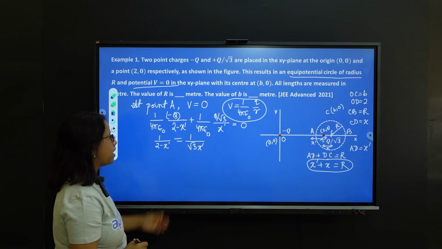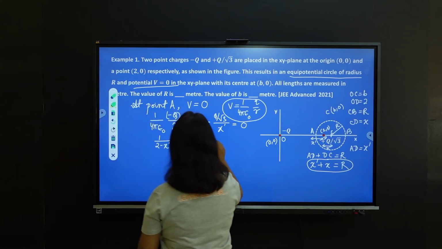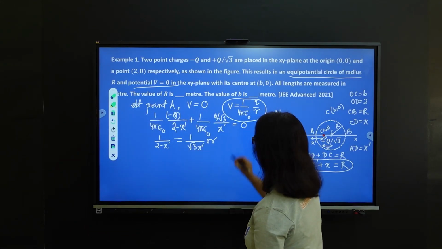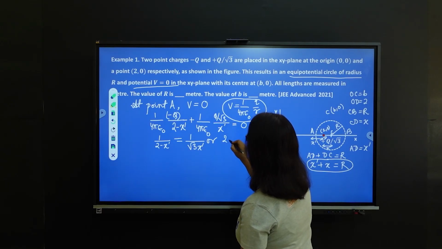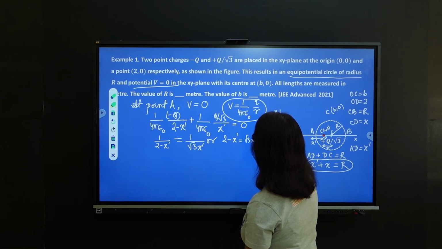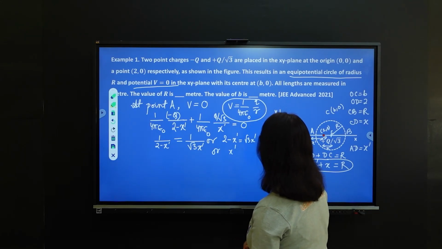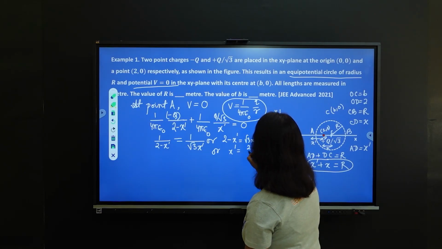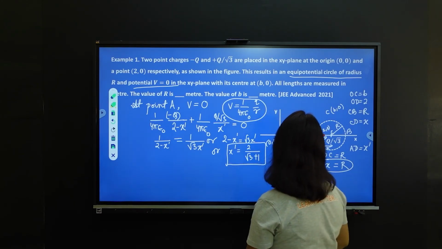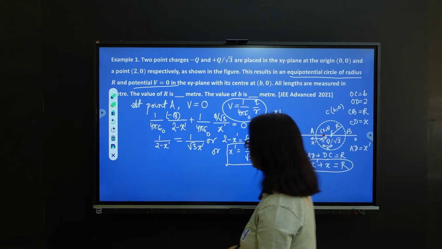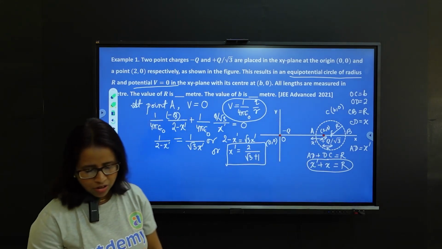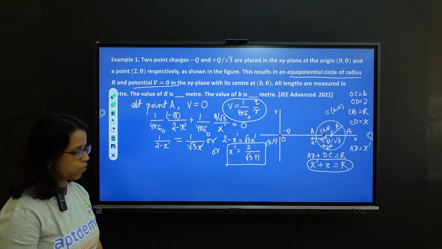Let's solve this to find out the value of x dash. We have 2 minus x dash as equal to root 3 x dash, or x dash may be written as 2 by root 3 plus 1. So this is the value of x dash. So x dash is equal to 2 by root 3 plus 1.